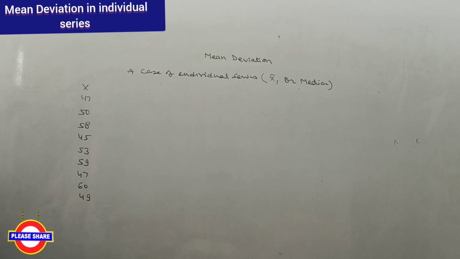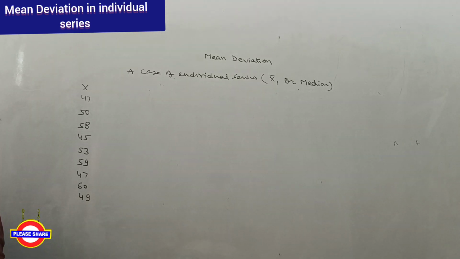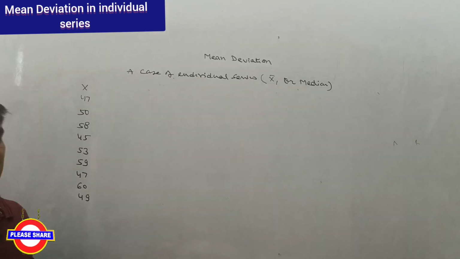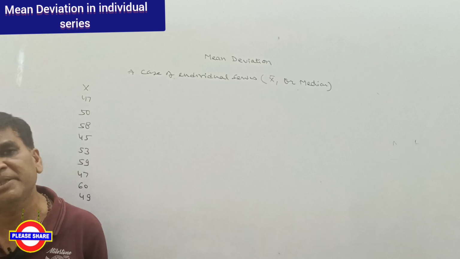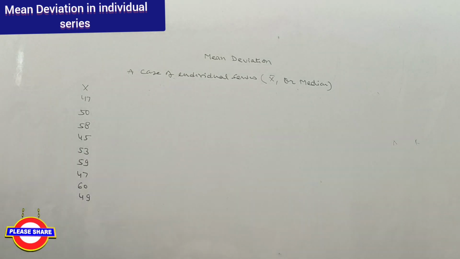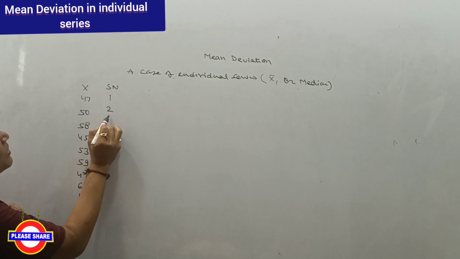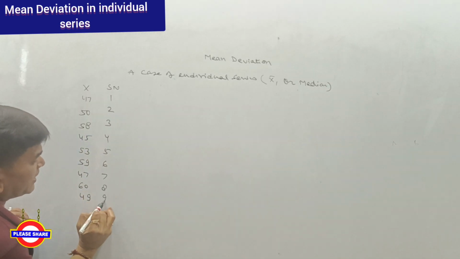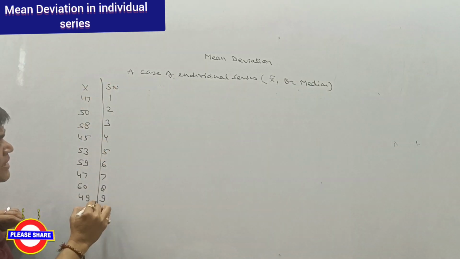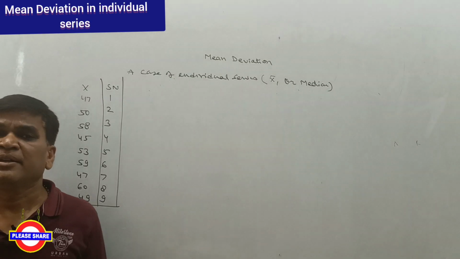For calculating from the arithmetic mean, the very first thing is to calculate the arithmetic mean of the data. For calculating mean deviation from the median, the very first thing is to calculate the median value of the data. So firstly, this is serial number 1, 2, 3, 4, 5, 6, 7, 8, 9. I am arranging these data in ascending or descending order to calculate the median value.